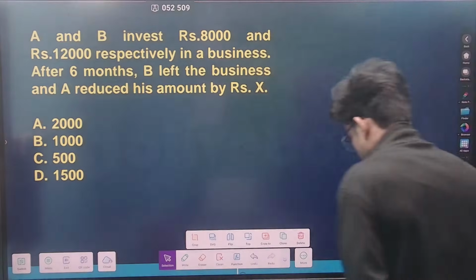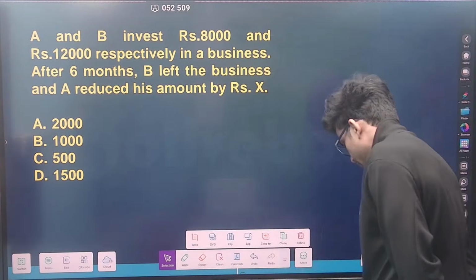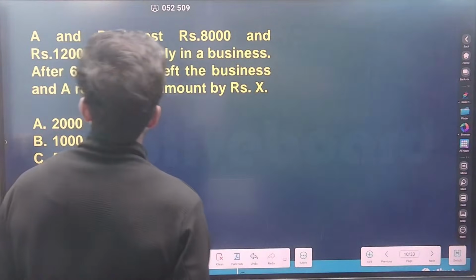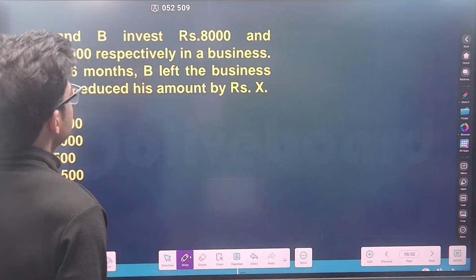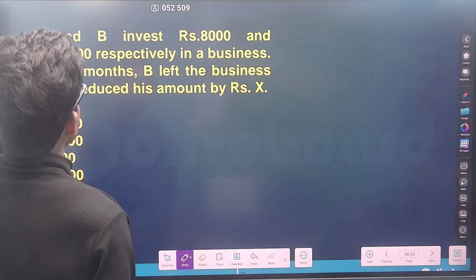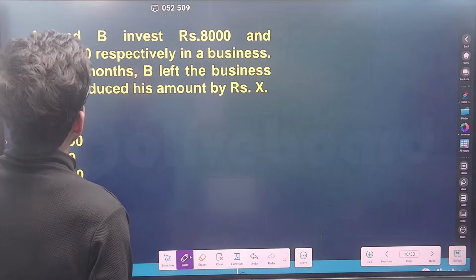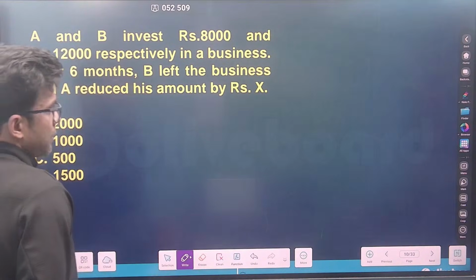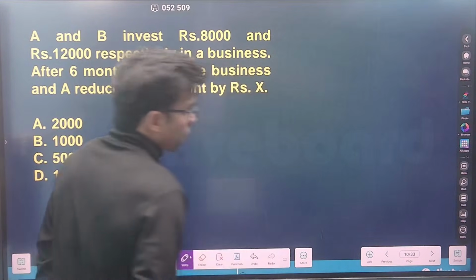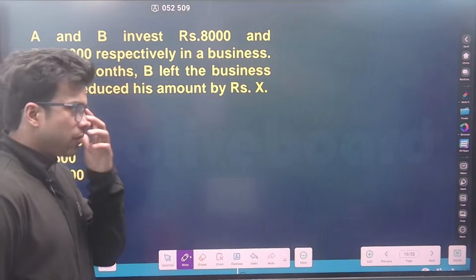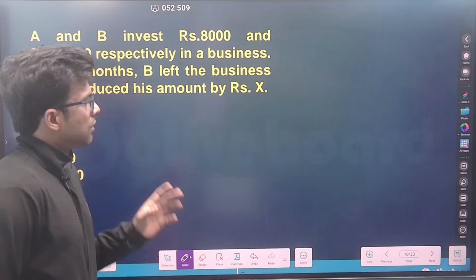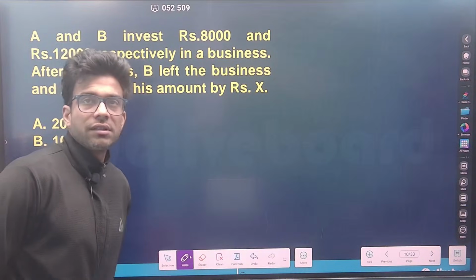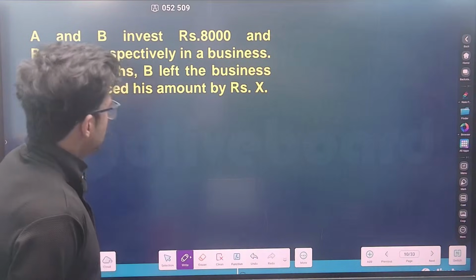Nobody can answer. Okay, so let me think. A and B invest rupees 8,000 and 12,000 respectively in a business. After 6 months, B left the business and A reduced his amount by X. So everyone try to understand. You will get a lot of such problems. The level is increasing now, and they will play with the language. So try to understand how they are playing with the language.